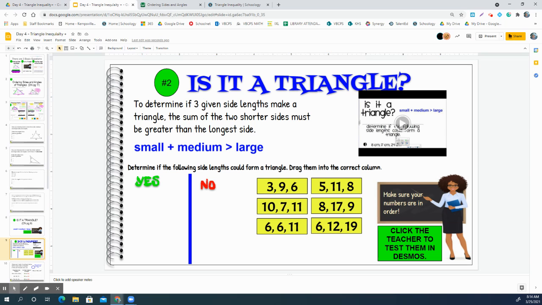So if I come back here, 3 plus 6 is going to equal 9, so this one's not going to work. They cannot equal, right? What about 10, 7, and 11? Does that work? Yes or no? Yes, it does work. 7 plus 10 is bigger than 11, right? 6 plus 6 is bigger than 11, so that one works. Oh, Mason got kicked out. 5 plus 8, is that bigger than 11?